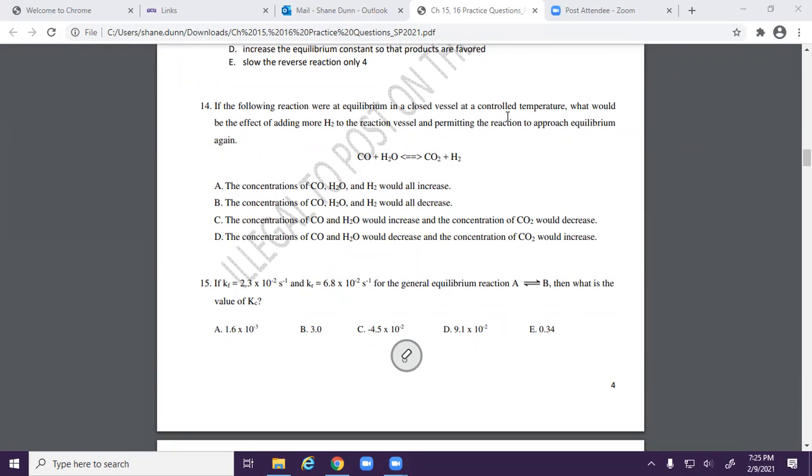Yes? Why it wouldn't decrease? We're approaching equilibrium. It's approaching more balanced, right? If I add more of this, this side's got to increase to meet up with the match. Right? That's why these would increase and this would decrease, because you're trying to keep them equal to each other.